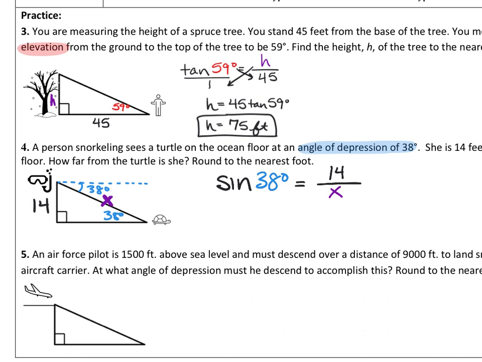Again, we solve this trig function by setting up a proportion. 14 times 1 is 14. x times sine of 38 degrees is x sine of 38 degrees. Is this something I can type in my calculator right now? Is x by itself? No, so it's not something I can type in my calculator yet. But to get x by itself, all last week, what did we do to solve for x?